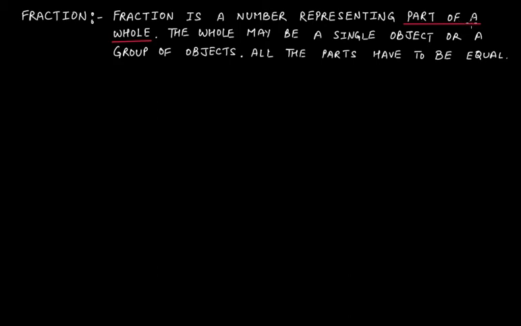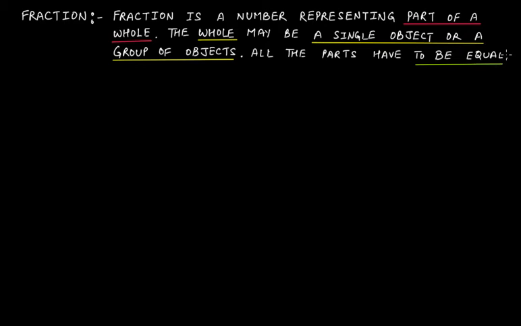So part of a whole, the whole may be a single object or a group of objects. So this line is also very important. The whole can be a single object or a group of objects. All the parts have to be equal. Parts have to be equal. Okay, so keep these things in mind.